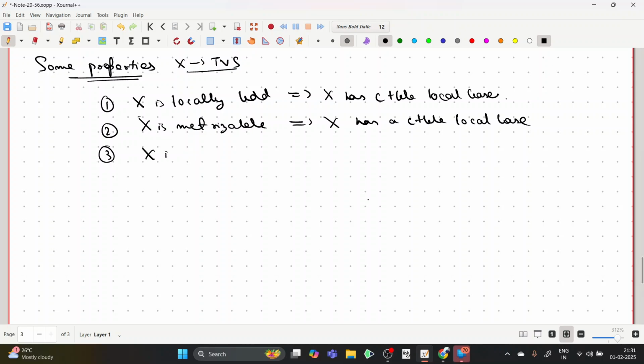Then we will see that X is normable. That is, I can find a compatible norm on it. X is normable if and only if X is locally bounded and locally convex. Right? So what was the definition of locally convex again? It means that there exists a local base of the origin which is convex, whose members are convex typically.